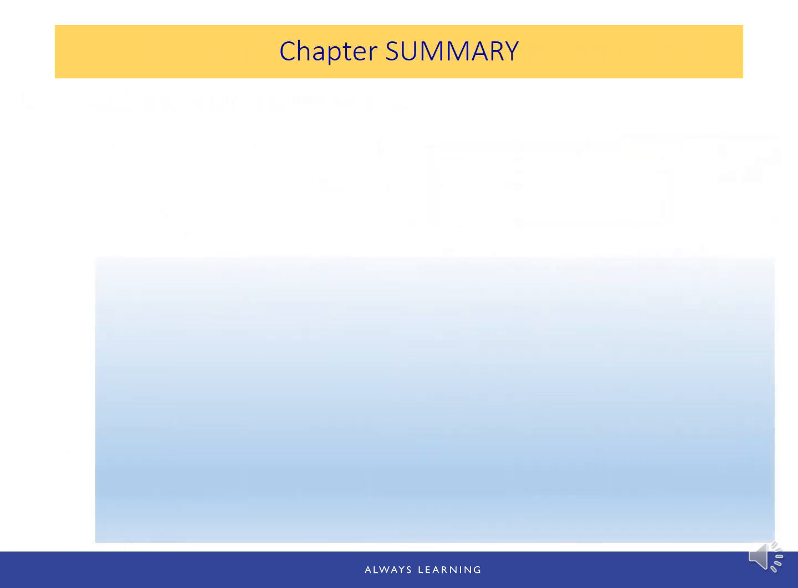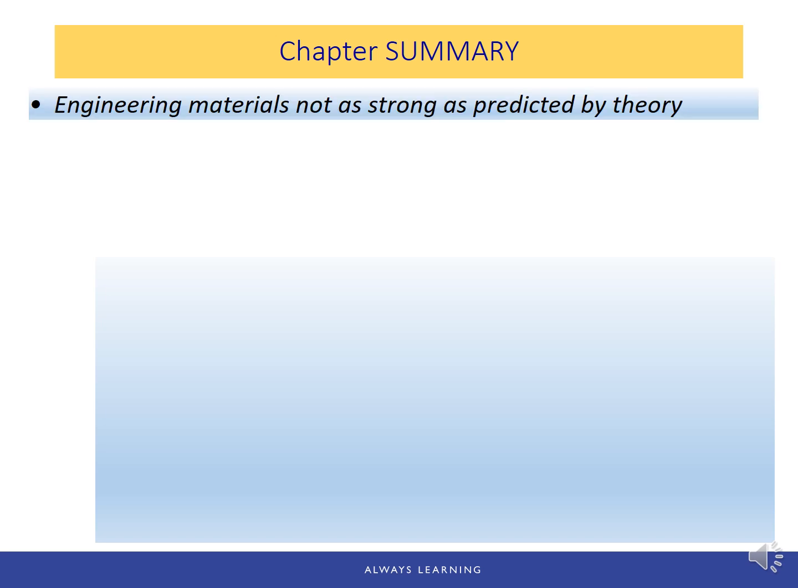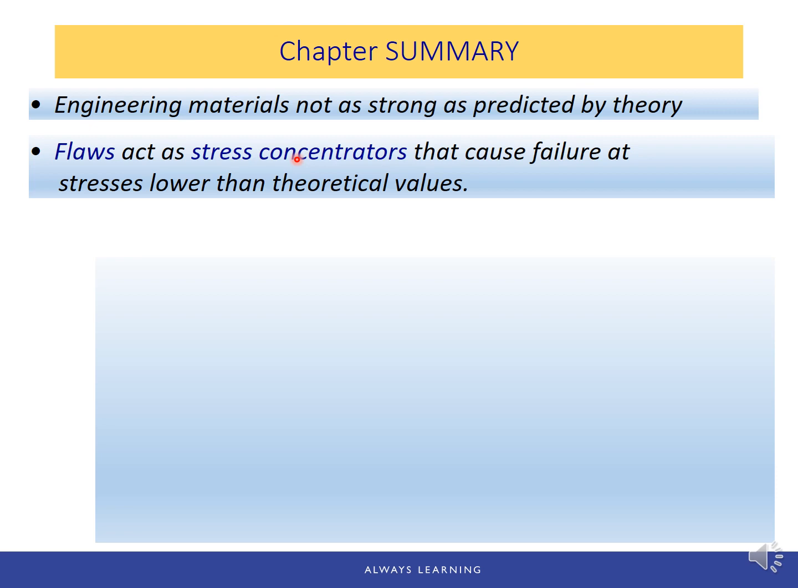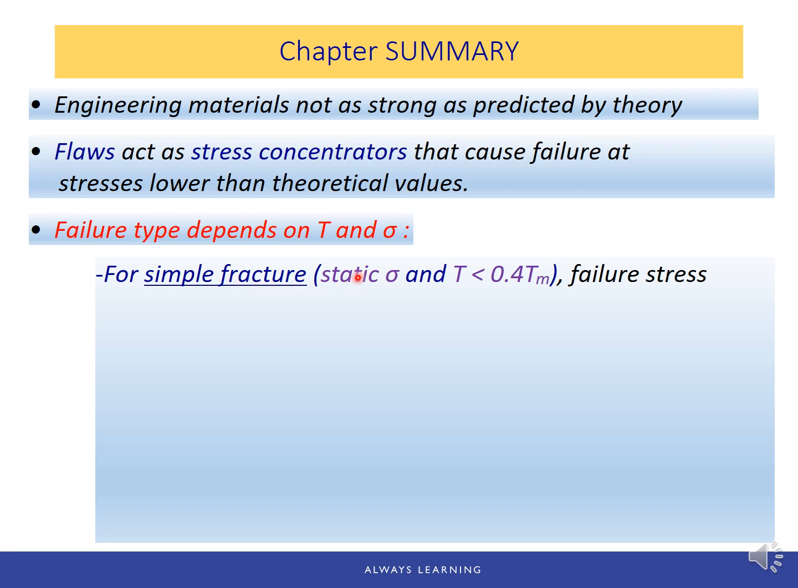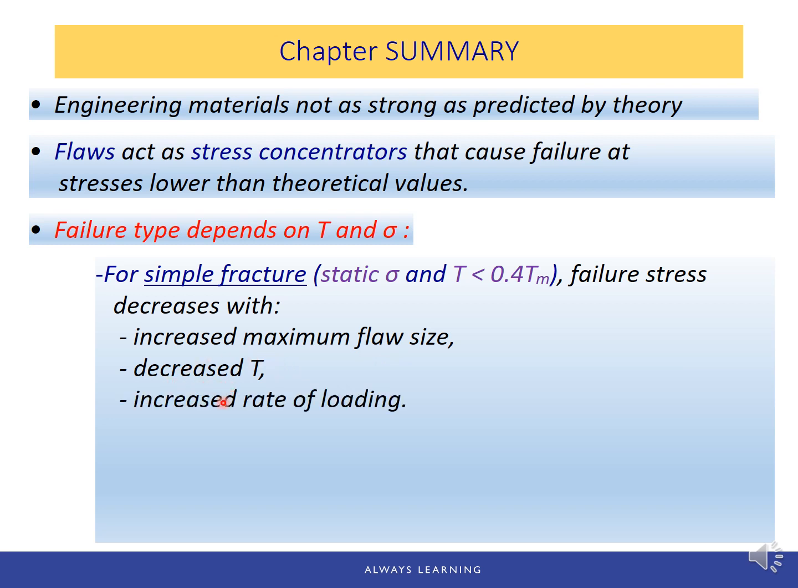In this chapter, we learned different material failure types. And from that, we learned that engineering materials are not as strong as predicted by theory. So their actual strength is much lower than the theoretical strength because flaws are present in all materials. And the flaws act as stress concentrators. They will cause failure at stress levels that are much lower than the theoretical values. We learned 3 different types of failures based on different temperature levels and the type of applied stress. Simple fracture happens under static stress and at a relatively low temperature, which is usually below 40% of the absolute melting temperature of the material. And the fracture toughness decreases with increasing maximum flaw size in the material, decreasing temperature, and increasing rate of loading.